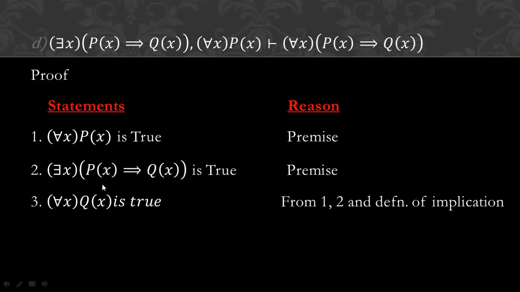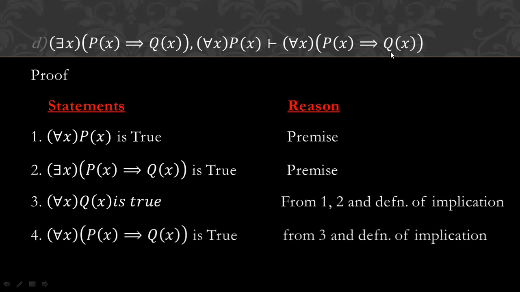Therefore, if for every x, p of x is true here, and for every x, q of x is true in the third step, then for every x, p of x implies q of x will become true, which is the conclusion of this statement. The reason for this is the third step, that for every x, p of x is true, together with the definition of implication. So this conclusion of this argument is shown to be true. Therefore, this is a valid argument.